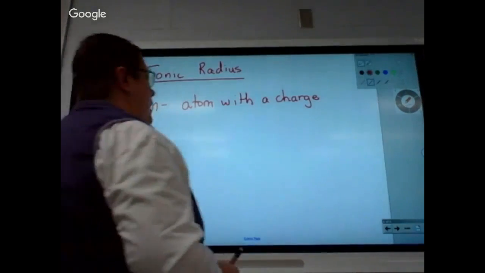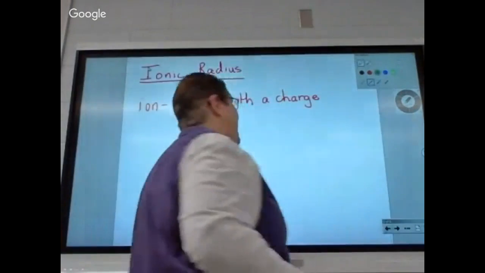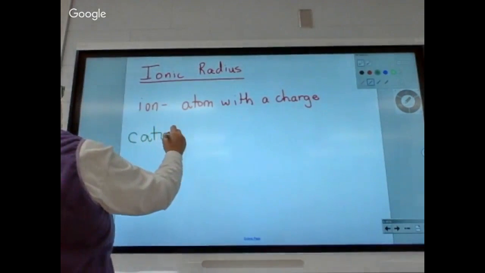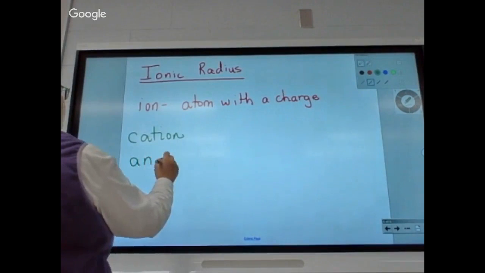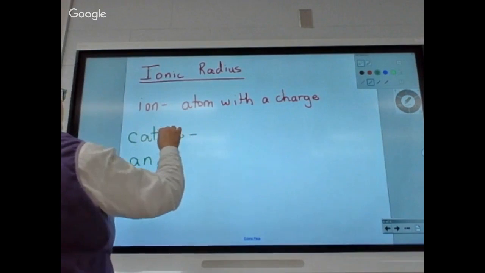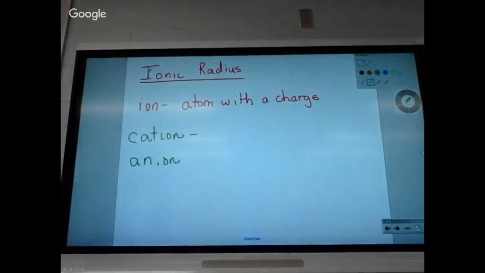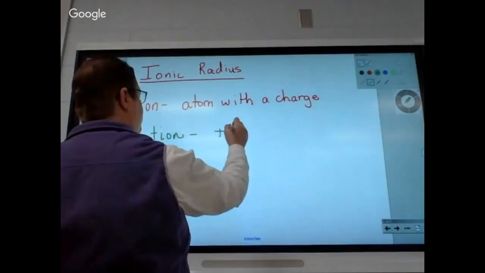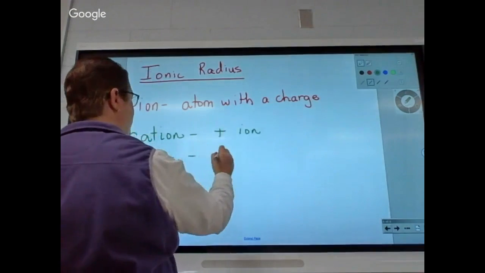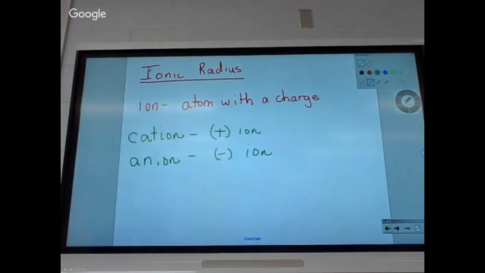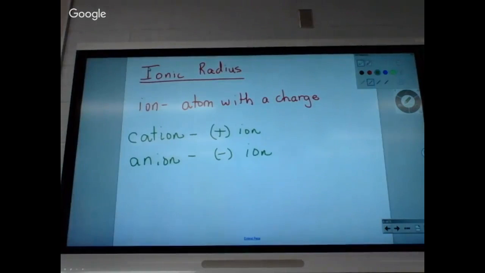Now, I want to talk about 2 kinds of ions that we talked about. Do you remember the words cation and anion? Everybody always says that. It's called cation and anion. Do you remember the difference? Which one's positive? Cation is the positive ion, and anion is the negative ion. Now, we want to talk about the sizes of these.